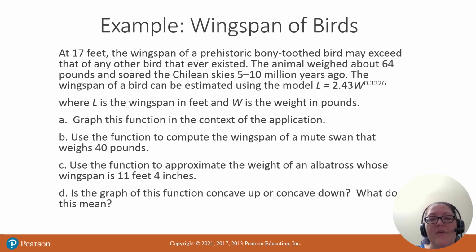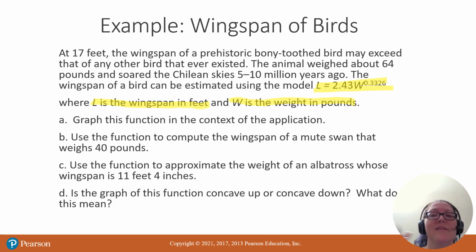The first thing you hopefully noticed is that there is a formula, and it also talked about what each one of those variables represented. You'll notice that I am not using x and y. I'm using L and W, W to represent the weight in pounds and L to represent the wingspan in feet. So we can use this model for the wingspan of any bird and get an idea of how it came about. This is not to say anything about the birds we are already studying, this prehistoric bony-toothed bird.